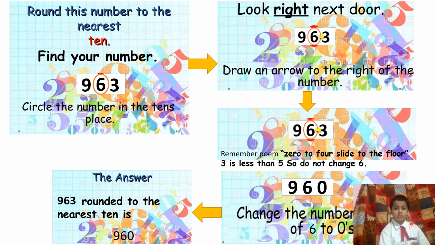Change the numbers to the right of 6 to 0. The answer: 963 rounded to the nearest 10 is 960. So, this is the way of rounding to the nearest 10. Now, let's take some examples of rounding to the nearest 100.